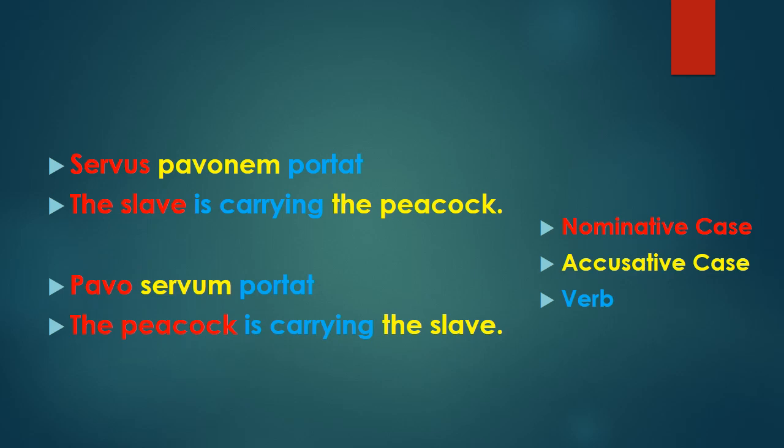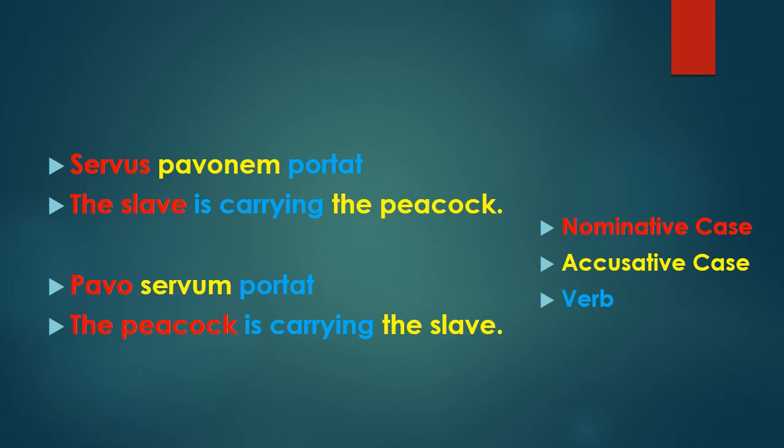So here we have two Latin sentences with English translations adapted from the in triclinio exercise from stage 2. Servus pavonem portat, the slave is carrying the peacock, and pavo servum portat, the peacock is carrying the slave. Now, the translation into English of the second Latin sentence is completely absurd and unrealistic. But how would we begin to determine that on the basis of grammar in the Latin?